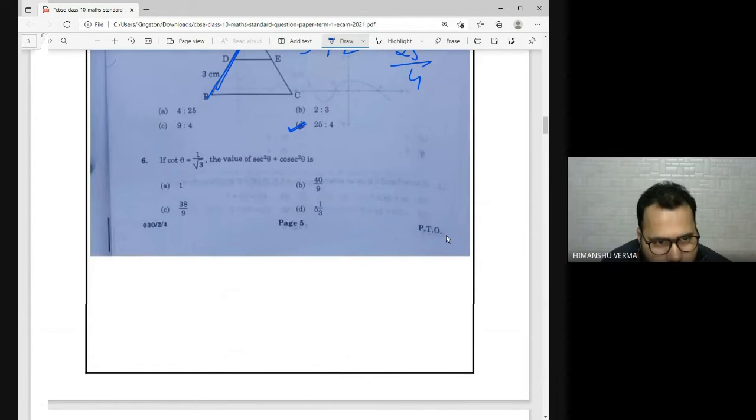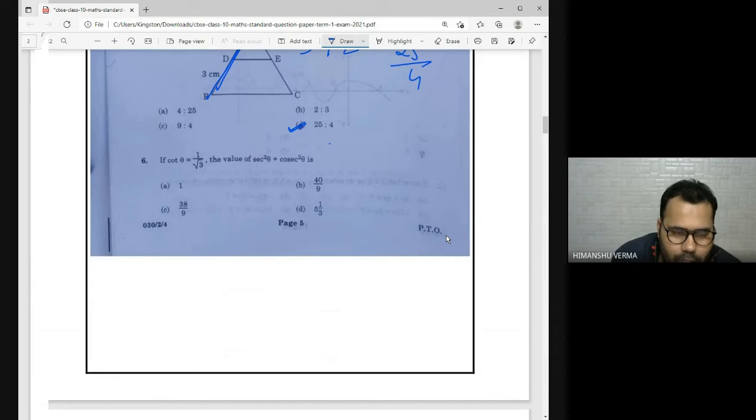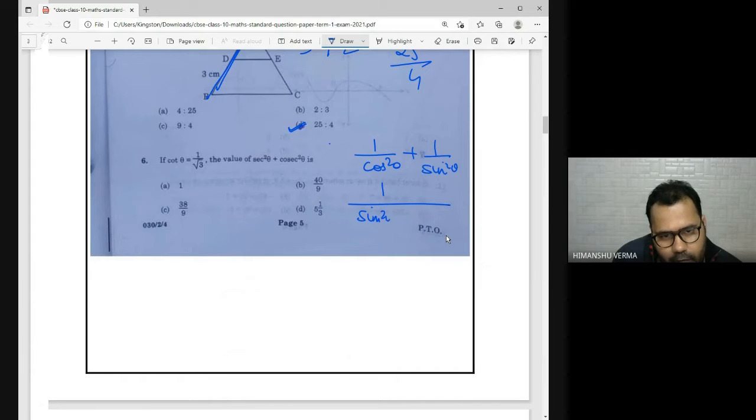What about the sixth one? Option B. I marked option B. Yes, sir. Okay, sec square theta plus cos square theta, cosec square theta. So sec square is 1 upon cos square theta, and cosec square is 1 upon sin square theta. Okay, so if we do it, it will be nothing but 1 upon sin square plus cos square 1, so 1 upon sin square theta into cos square theta into sin square theta. This is what it means. So do one thing, just put the value. So cot is this, make a triangle. If you can make a triangle, cot is what?